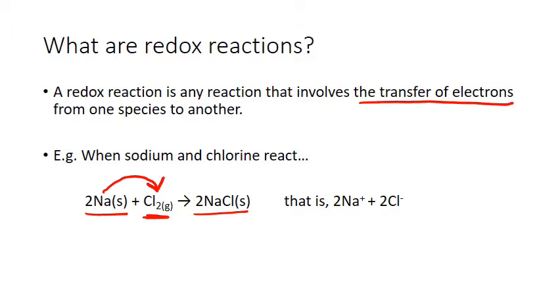And what is sodium chloride? It's actually a big network or lattice of positively charged sodium ions and negatively charged chlorine ions. It's an ionic compound. The sodium ions are positively charged because they've lost electrons. Chlorine is negatively charged because it gained electrons. And that transfer of electrons is what makes this a redox reaction.